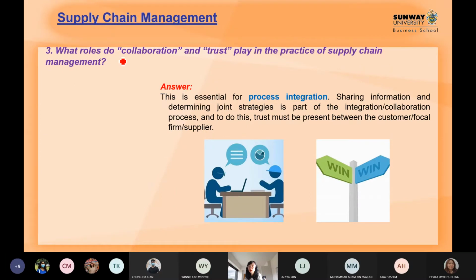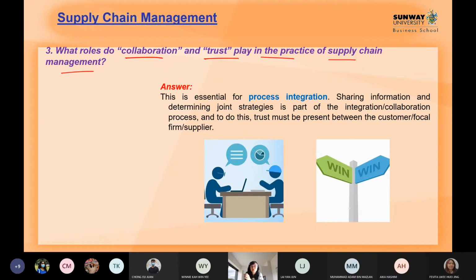In what role do collaboration and trust play in the practice of supply chain? When you collaborate, it is because company A is lacking in something that company B has. So let's say company A is from northern Malaysia and company C is from southern Malaysia. You both collaborate so that you can distribute for the entire peninsula, and then combine with Sabah and Sarawak.